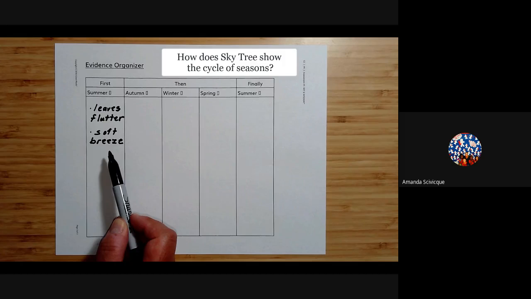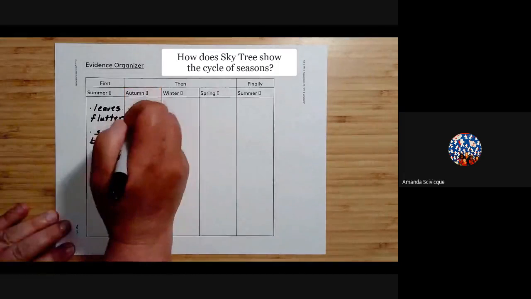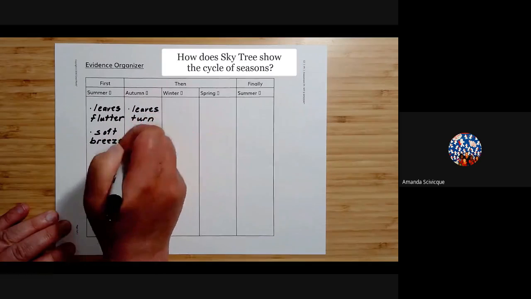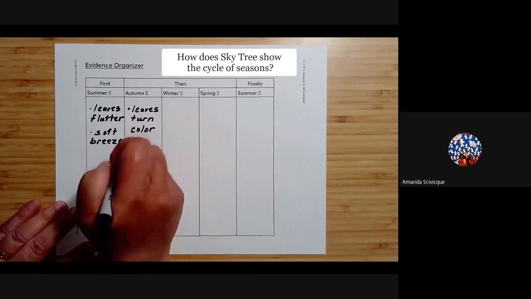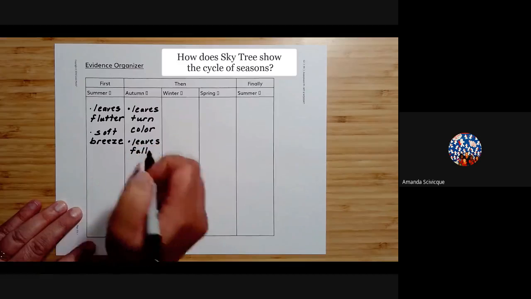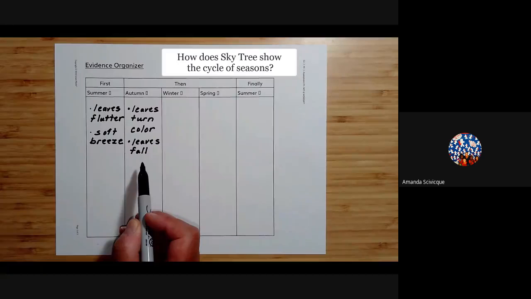As I continued to read Skytree, I hear the word autumn, so I know I am gathering some evidence here to show the cycle of seasons during autumn. I gathered evidence of change, that leaves turn color, and also leaves fall.